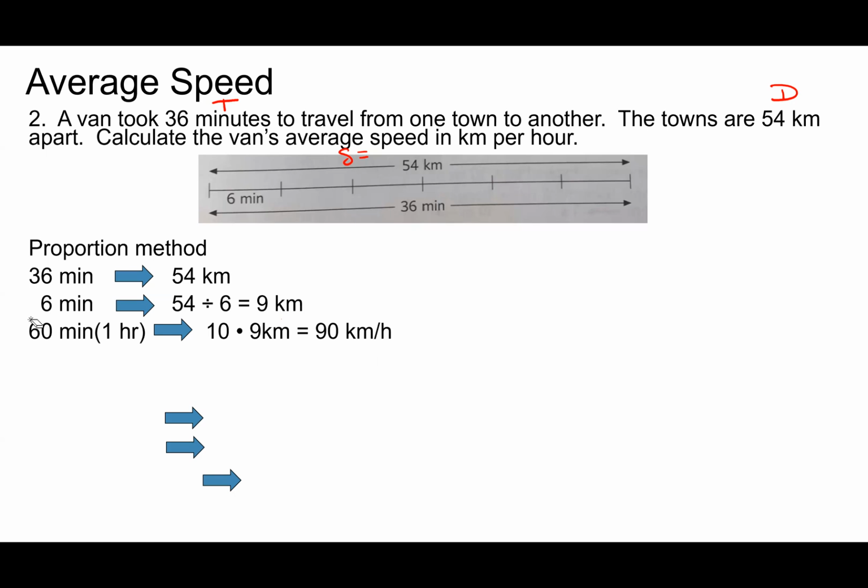Okay, so the unitary method. When we use unitary method, we take the left side down to 1. So if we're doing it that way, we're going to divide both sides by 36, and we're going to have a fraction over here on the right, which is fine because we can cross cancel. So let's divide both sides by 36. And in 1 minute, he will have driven 54 divided by 36, which if we simplify that or divide, we'd get 1.5. Now we need to multiply by 60 to get to 60 minutes.